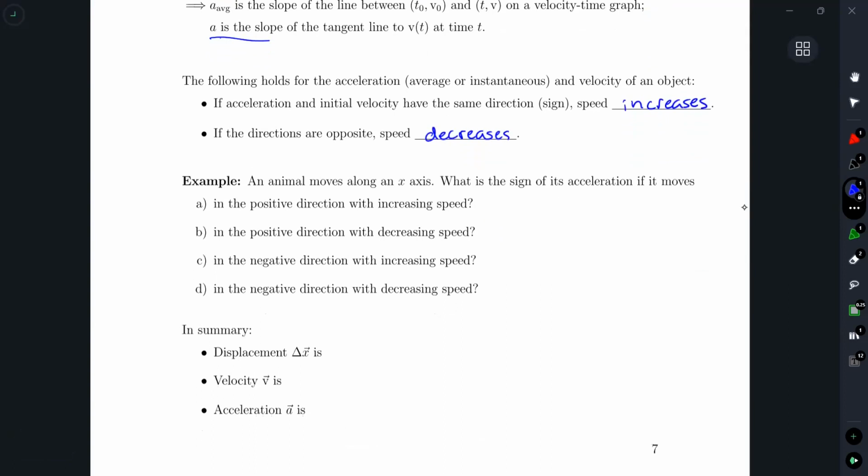Something's moving along an x-axis. We don't know which way at this point. We're just asked what is the sign of its acceleration depending on these different motions. So if it's moving in the positive direction with increasing speed, what is the sign of its acceleration? Positive. Yep. So how did you decide that?